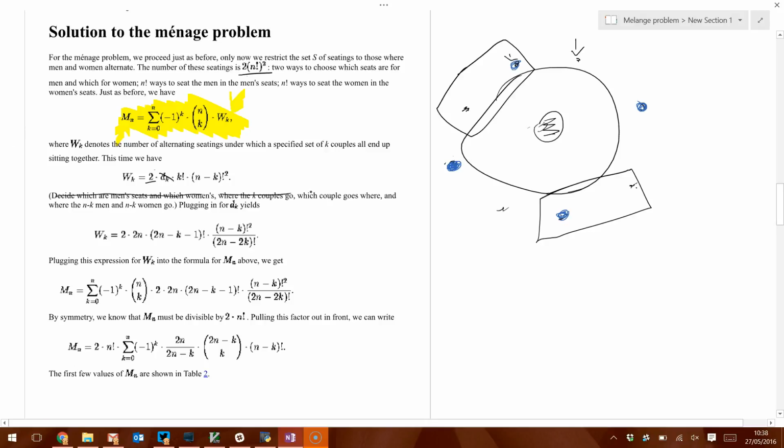Okay, so look at that one. Which couple goes where? So we've got k factorial ways of sorting those out there. So that's my k factorial. And where the n minus k men and n minus k women go. So we've taken away k couples, meaning there are n minus k women left and n minus k men left that we need to seat. So we arrange those, n minus k factorial squared. Got to do arrangements for both men and for women. Okay, so stick in the formula for the DK, which hasn't changed because that was just counting ways of arranging couples around the table. We get this thing.